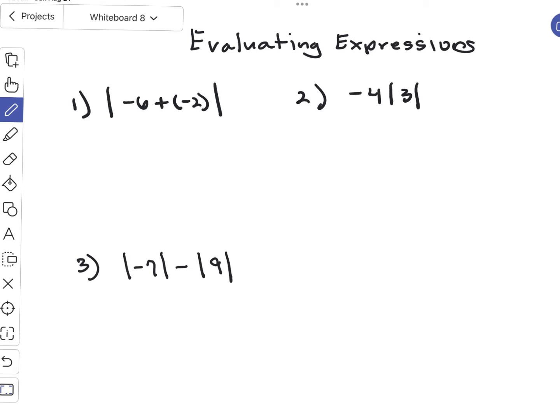So today we're going to look at evaluating expressions. So you have to do order of operations as well. So here we have an absolute value. And remember, absolute value is the distance from 0.